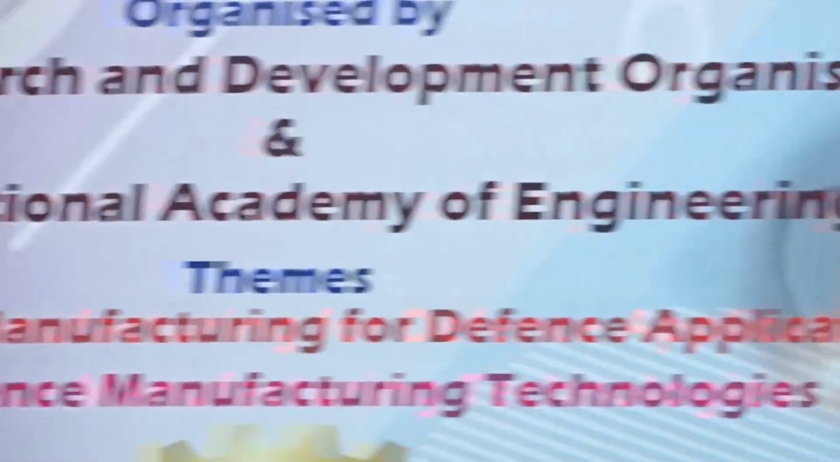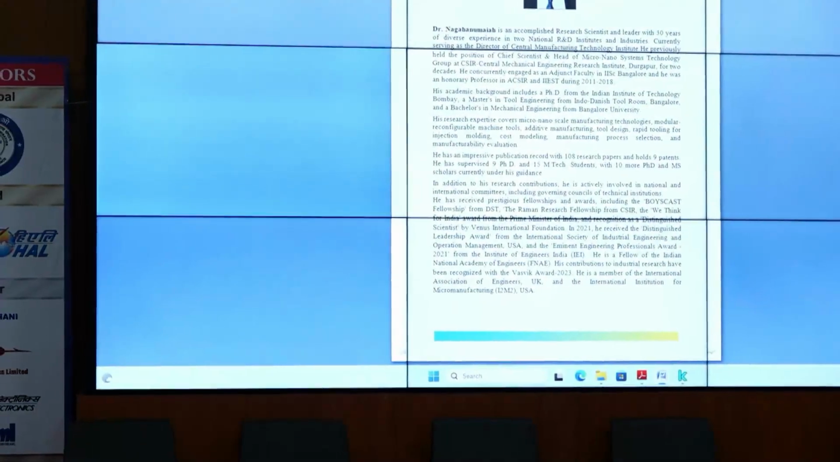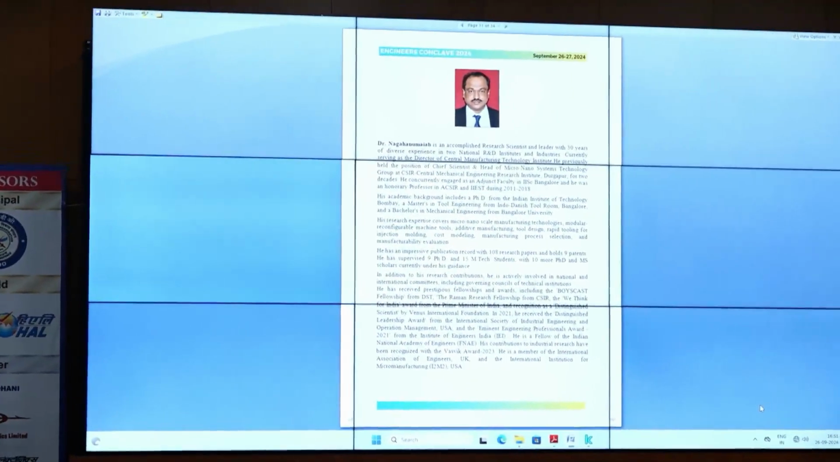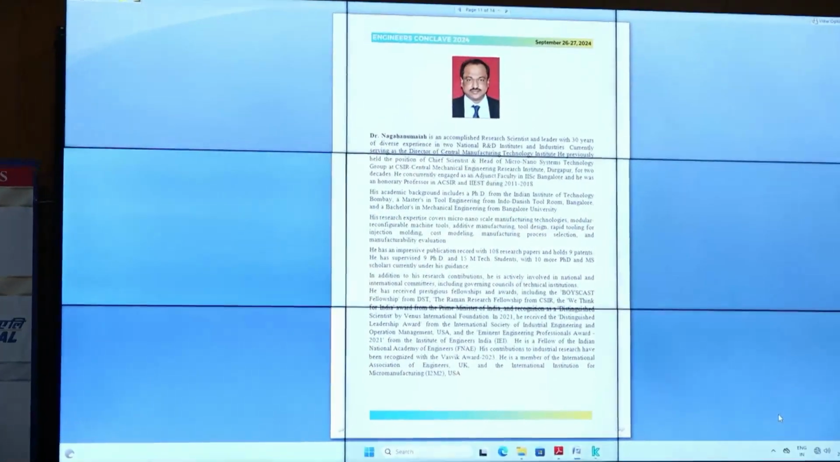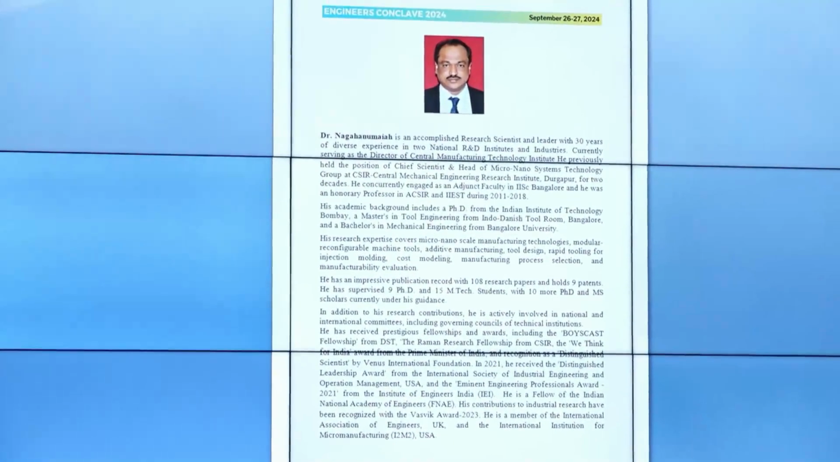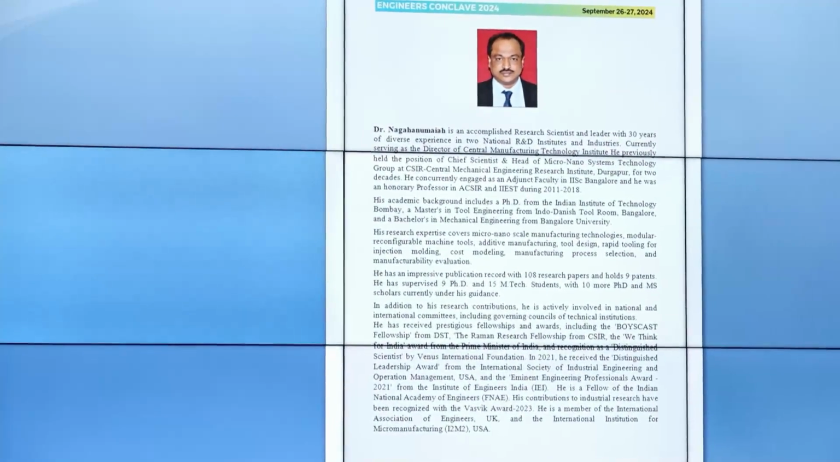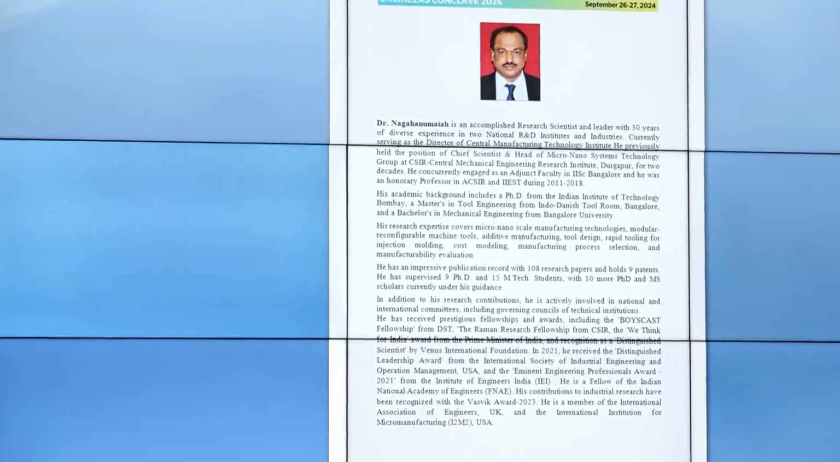Good evening, ladies and gentlemen. We are now in the technical session 3A, design of AM machines. This session is chaired by Dr. Naganmaya. He is an accomplished research scientist and leader with 30 years of diverse experience in 2 national R&D institutes and industries. Currently, he is serving as the director of Central Manufacturing Technology Institute, Bangalore. He previously held the position of Chief Scientist and Head of Micro Nanosystems Technology Group at CSIR, Central Mechanical Engineering Research Institute, Durgapur, for 2 decades.